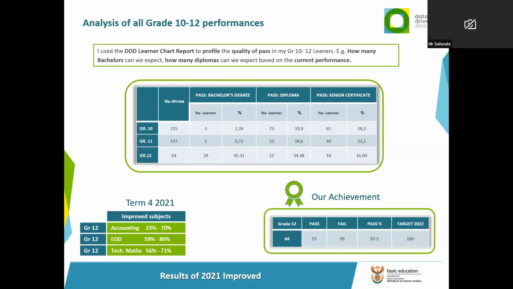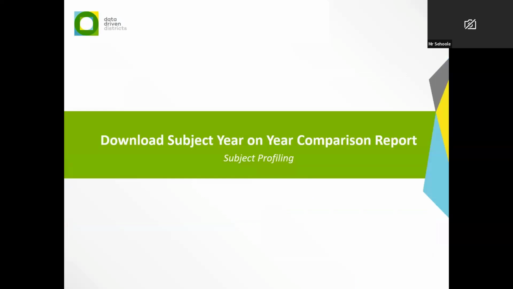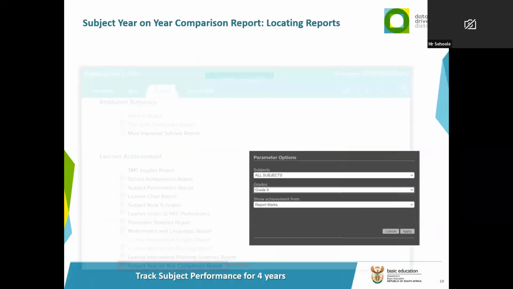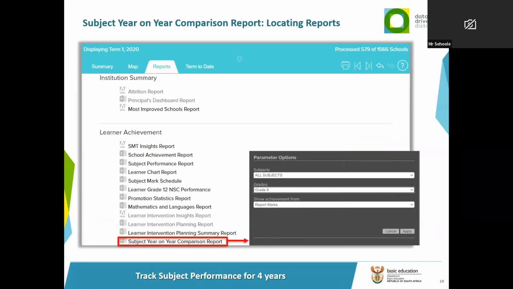So our total achievement target for 2022, let me put it like that, we are targeting 100% because last year, 2021, we were at 87.5%. So all the strategies that I've identified are now in place and monitored. I monitor them with the SMT to ensure that at the end of the day, we have the correct information. DDD also assisted me to access the subject year-on-year comparison report module.